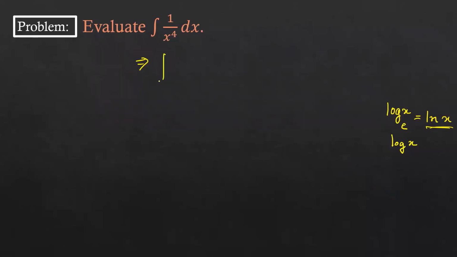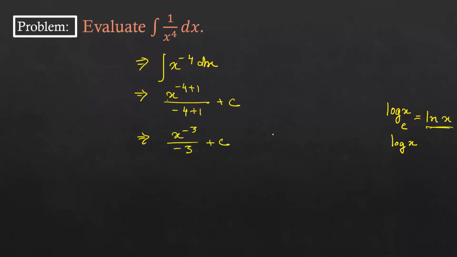What is the answer? The integration of x to the power -4 dx is x to the power -3 by -3, plus C. Exactly, thank you. That means this is x to the power -3 by -3 plus C. So this is the integration.